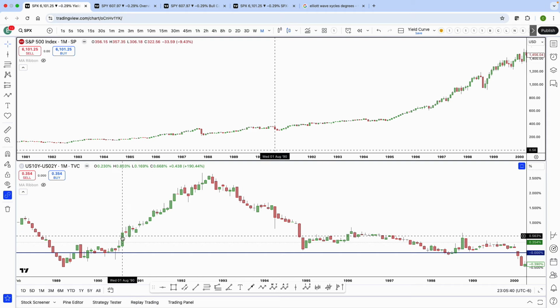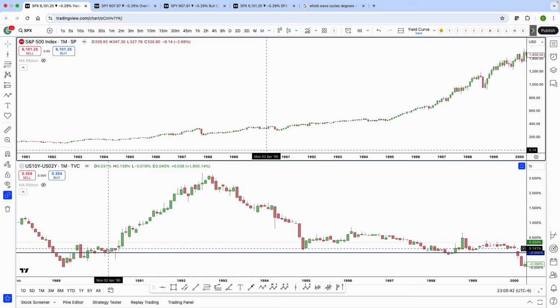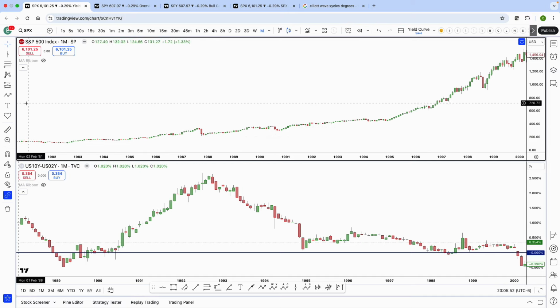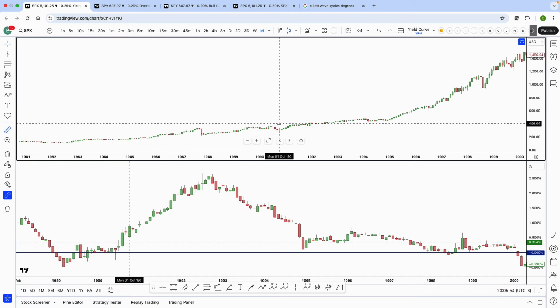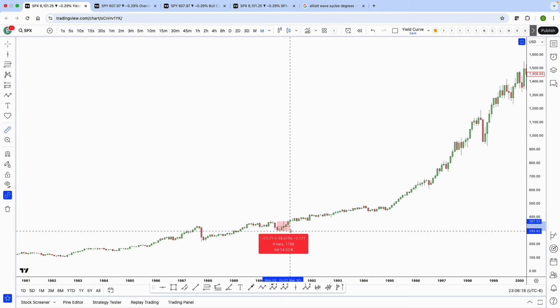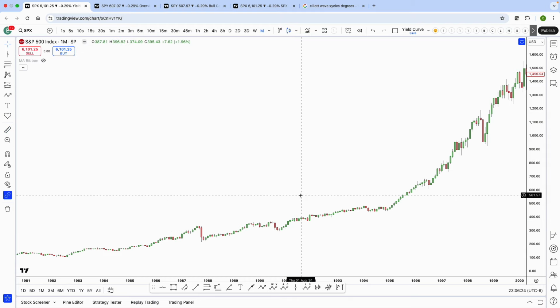All right. So this is the first instance, and as you can see, it correlates to January 1990. And if we take a look at by how much this corrected, it's about 19%. So that was the first correction.